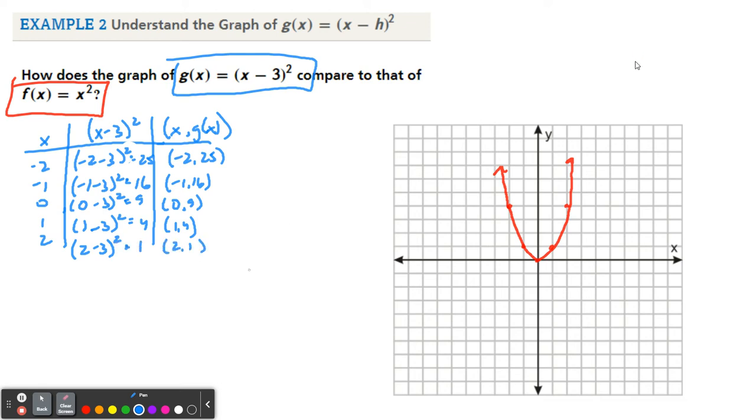So here are the points we have to graph. Now notice a couple of these are going to go off the graph. Negative 2, 25 is way up here. Negative 1, 16 is way up here. Now 0, 9: 1, 2, 3, 4, 5, 6, 7, 8, 9. And then we have 1, 4. And then we have 2, 1. So notice we don't even have the full U shape.